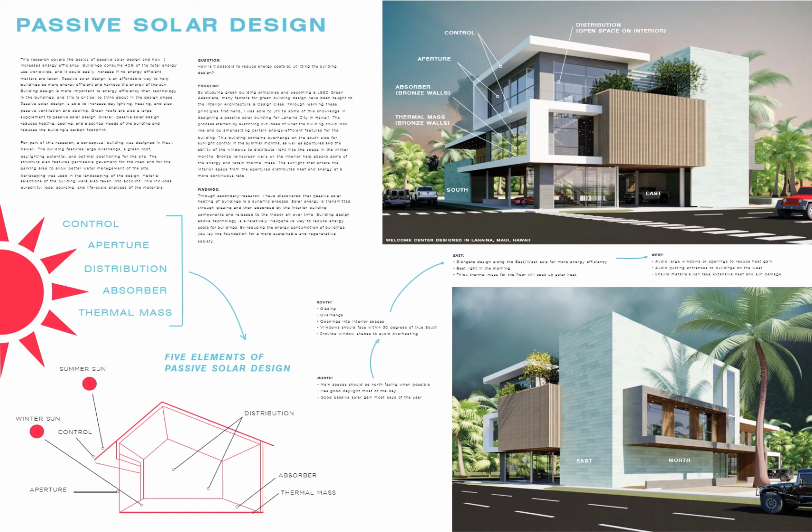Then we've got the absorber and the thermal mass, which are the bronze walls and the concrete slab floor. And then the distribution is the open space on the interior for that heat to enter the space. So that distribution is a 2-story space on the interior. And then I've just gone through and listed some of the features that you want on the north, east, south, and west of building design, just in general for passive solar.